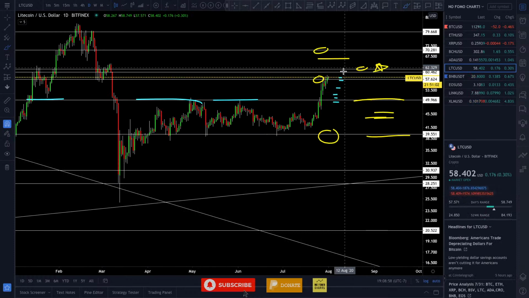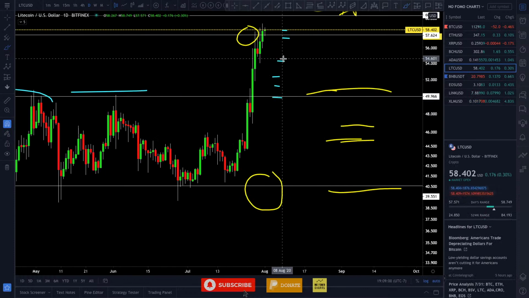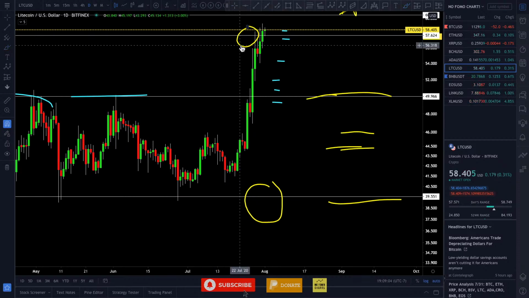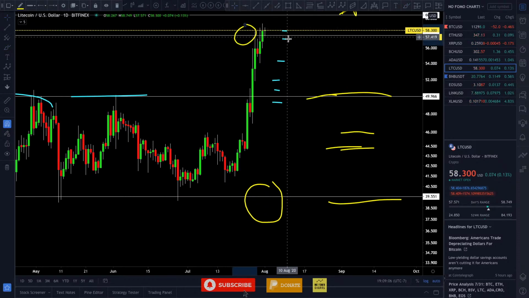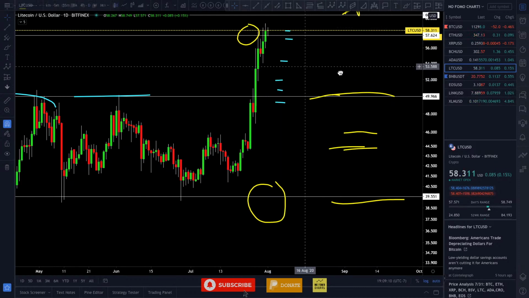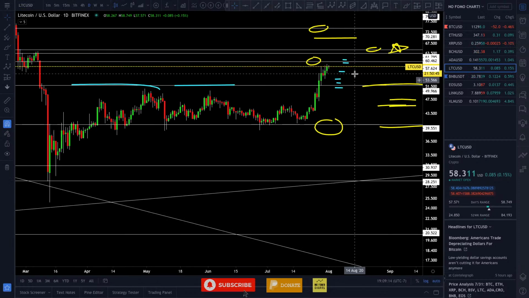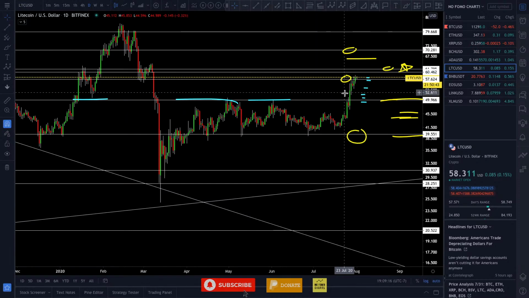Next, Litecoin. We hit all of our targets. Yellow target hit, blue targets hit. I think I was actually calling these out as support levels, so we don't get too excited about that. But what's the general psychology? Coming up to a previous resistance level. Next target, $62.